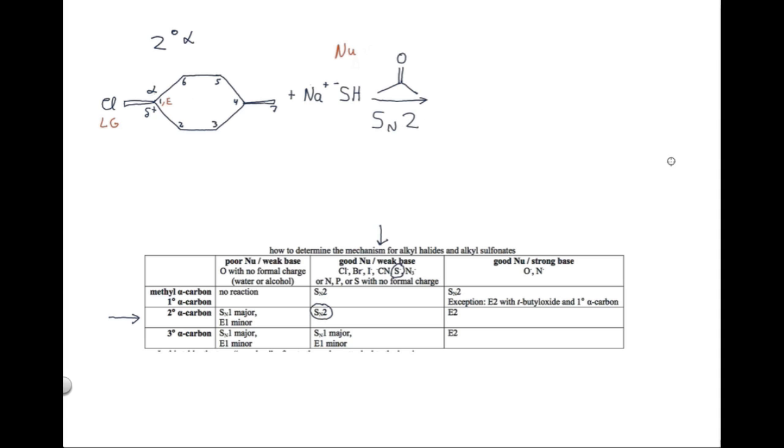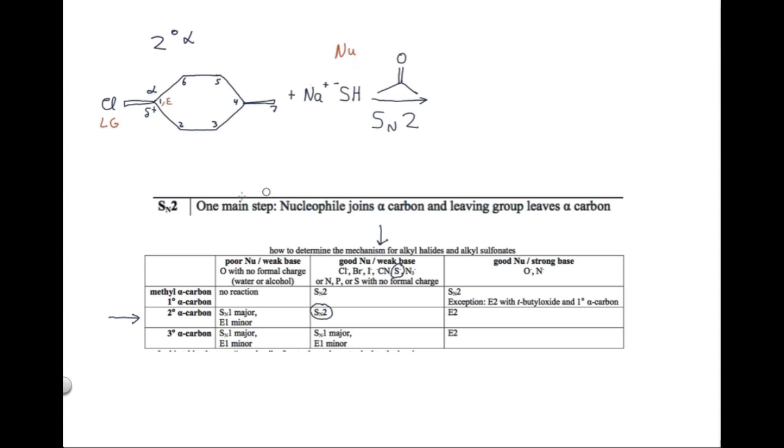SN2 reaction. You should have memorized that SN2 consists of a single step. In that single step, the nucleophile is going to join the alpha carbon. And simultaneously, the leaving group will leave the alpha carbon. So here are the arrows to show that. Now we can draw our product. This arrow tells us to form a bond between the sulfur and carbon 1. I formed a bond between the sulfur and carbon 1.